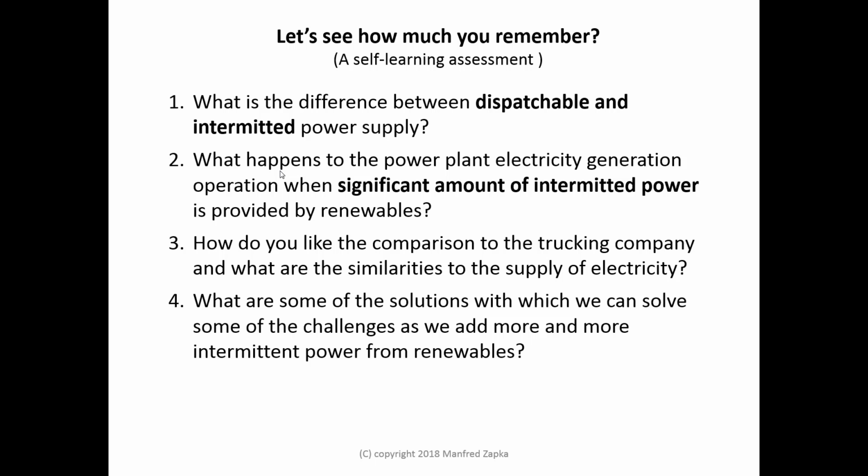What is the difference between dispatchable and intermittent power supply? What happens to the power plant electricity generation operation when significant quantities of intermittent power are provided by renewables? How do you like the comparison to the trucking company? And what are the similarities to supply of electricity? What are some of the solutions with which we can solve some of the challenges as we add more and more intermittent power from renewables to our grid?